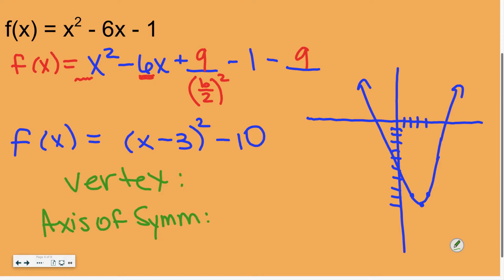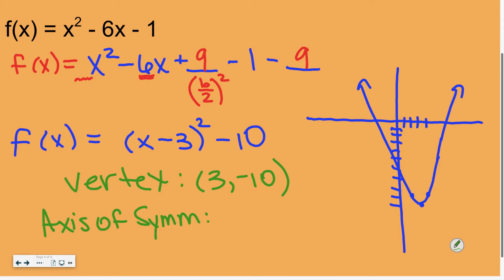Sophie, where's our vertex? 3, negative 10. I saw you kind of looking at the graph, and then her eyes gazed over here. You can use either one. We shifted right 3 down 10, so our vertex is at 3, negative 10. I like that you looked at the graph first.